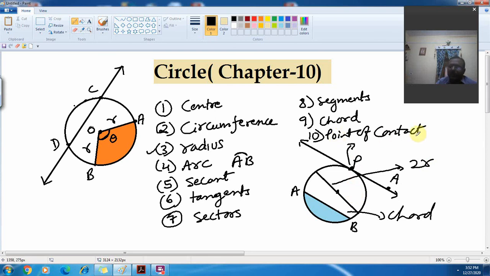And now the point of contact, already discussed, is a point on the circle where a tangent touches a circle. So these were the various points which are required to be discussed in this video. In our next video, we will discuss the various theorems which are important and some of the facts related to the circle.